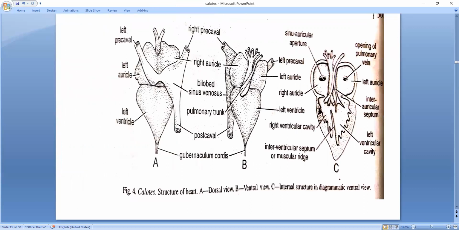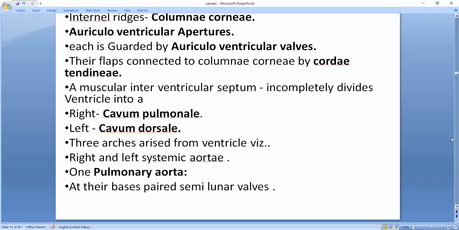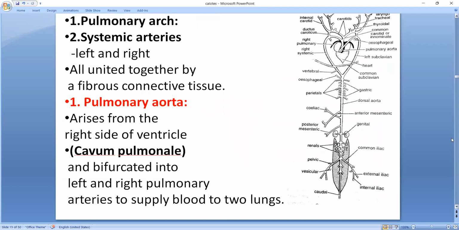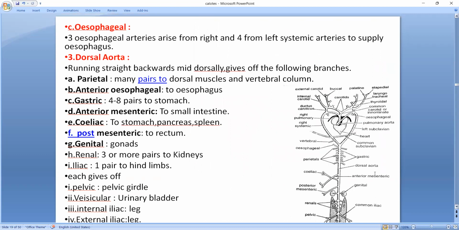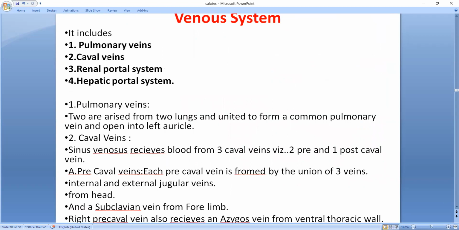See, there are mainly 3 major veins: the left precaval vein, right precaval vein, and post caval vein. Ultimately they join, or they combinedly form a sac-like, unequally lobed sinus venosus. Okay, so the sinus venosus joins into the right auricle. So the venous system includes 1 pair of pulmonary veins and caval veins.